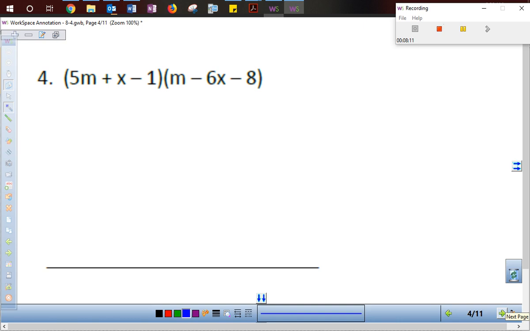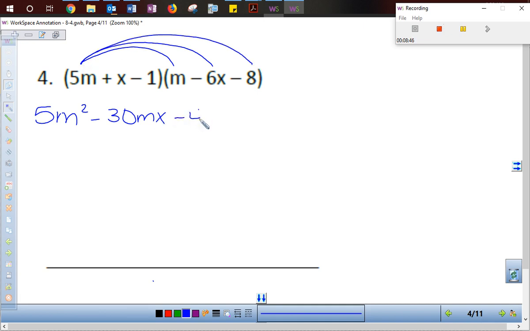Let's go to number 4. On number 4, again, I'm taking a trinomial times a trinomial, so I should have 9 terms before I simplify. So 5m times m gives me 5m squared. 5m times negative 6x has 2 different variables. So let's start with the coefficients. 5 times negative 6 gives me negative 30. And m times x needs to be in alphabetical order. So the m needs to go first and the x needs to go second. And then 5m times negative 8 gives me negative 40m.